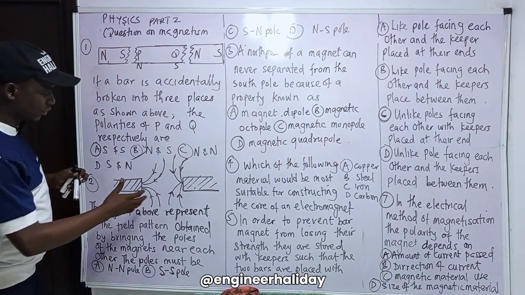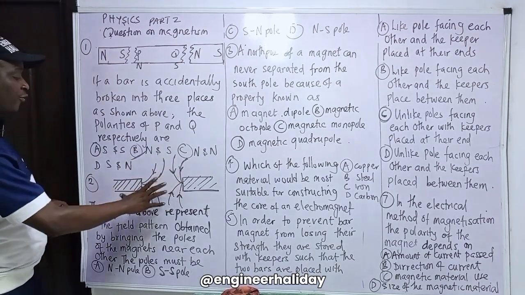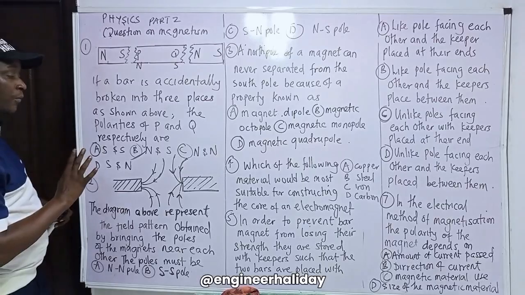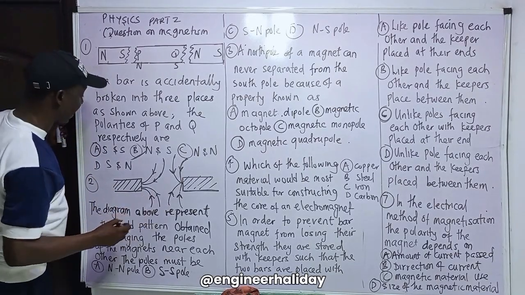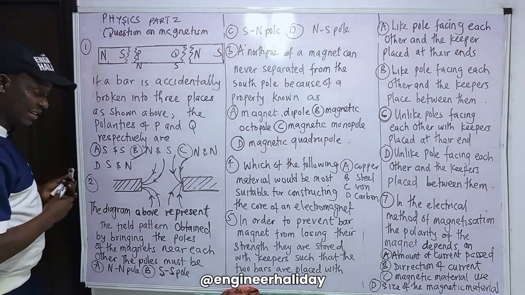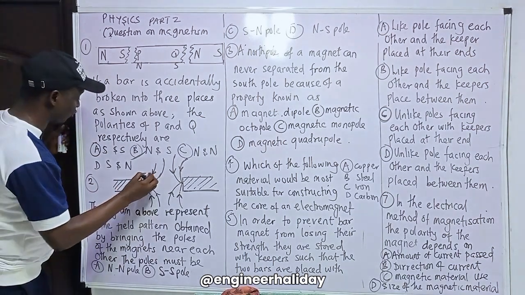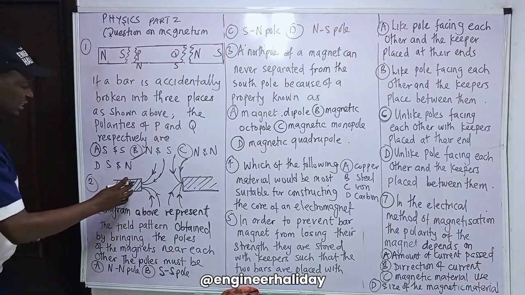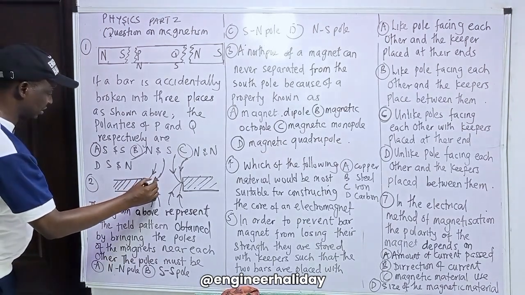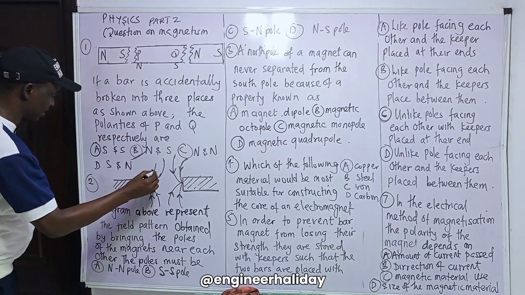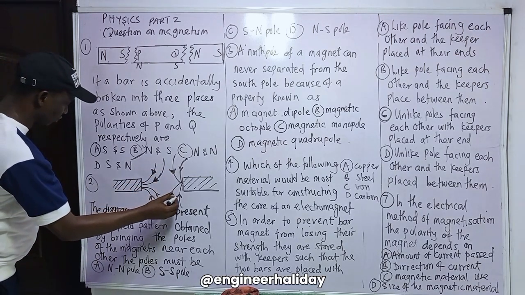Now, this particular number 2 is talking about a diagram of 2 poles that are repelling each other. And the only reason why 2 poles can repel is when they have the same polarity. Now, when they have opposite polarity, they will attract. You understand? So this one is repulsion. But the arrow I'm looking at is going inward.